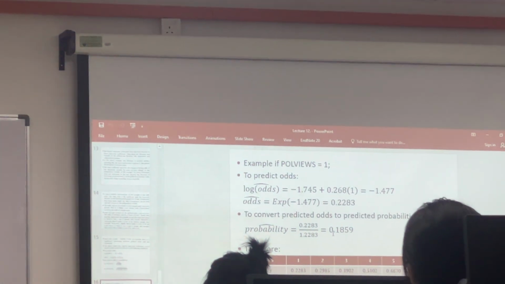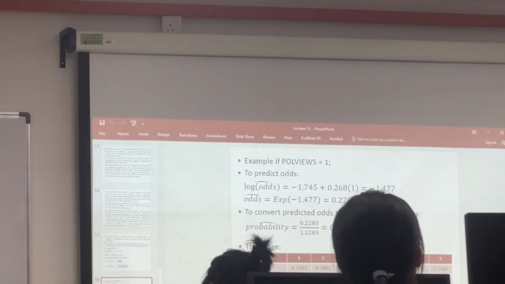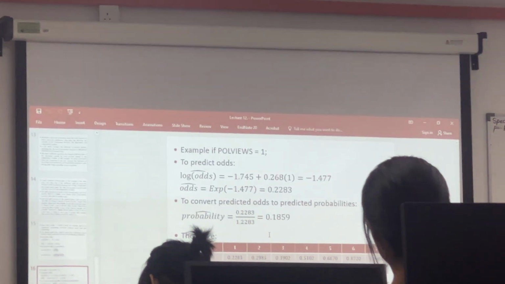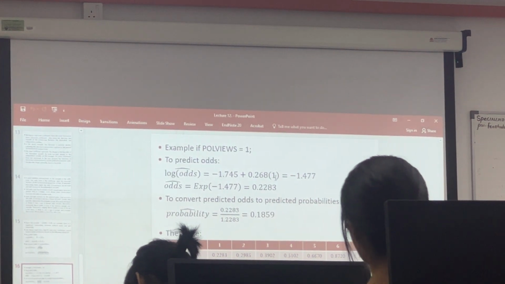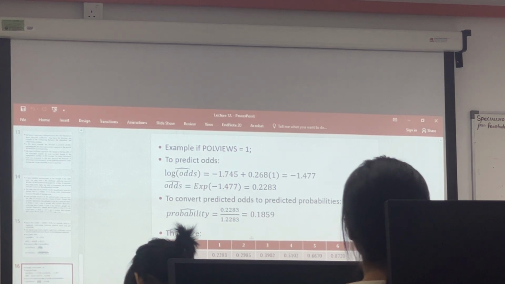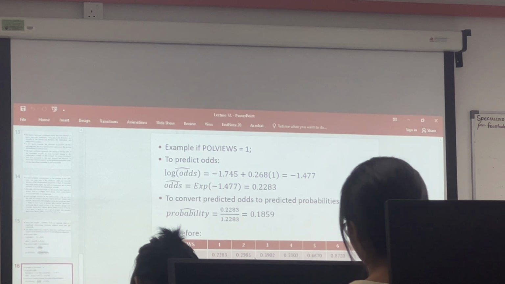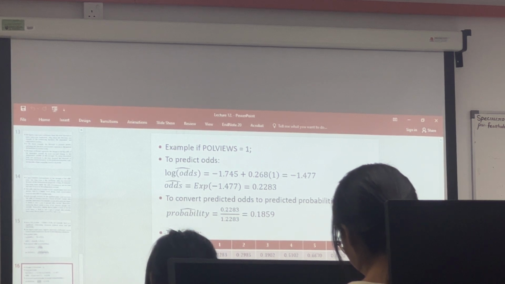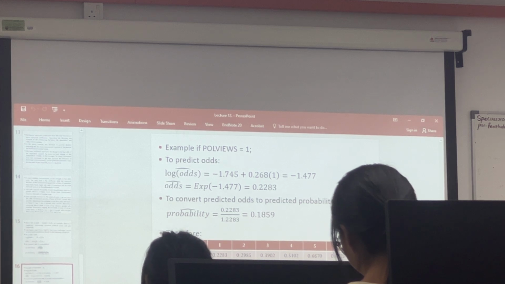If you do the same calculation for a higher level of political view, for example 2, you replace the value, do the same calculation, and you get the odds of 0.2985, and then using the formula you get a probability of 0.2299. You do the same for all levels of political views.